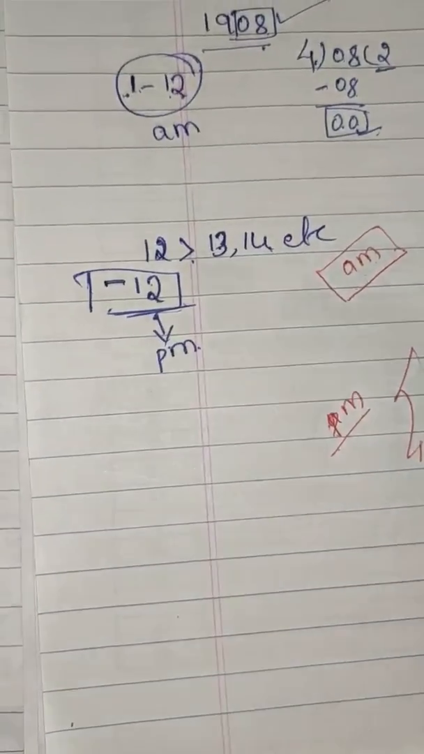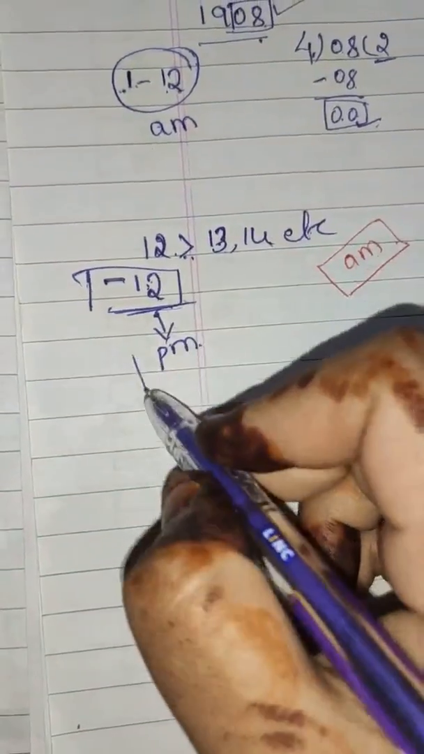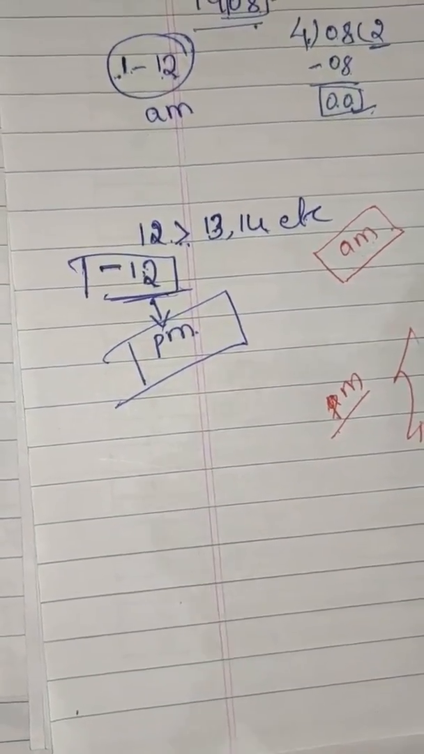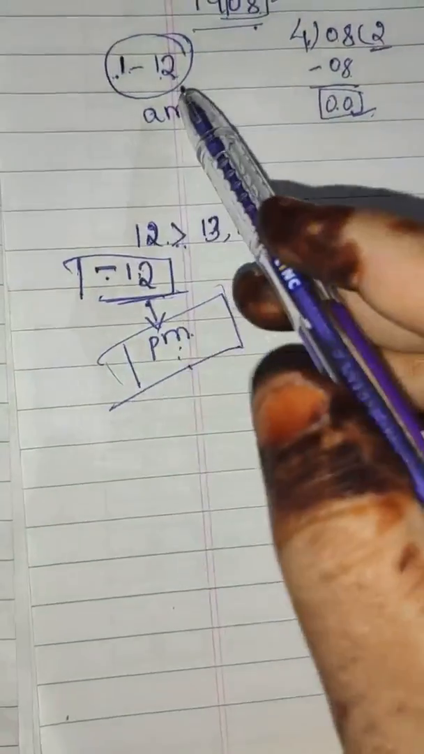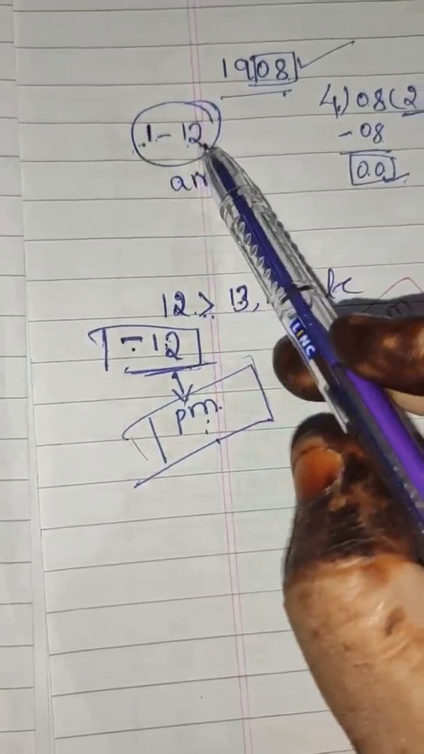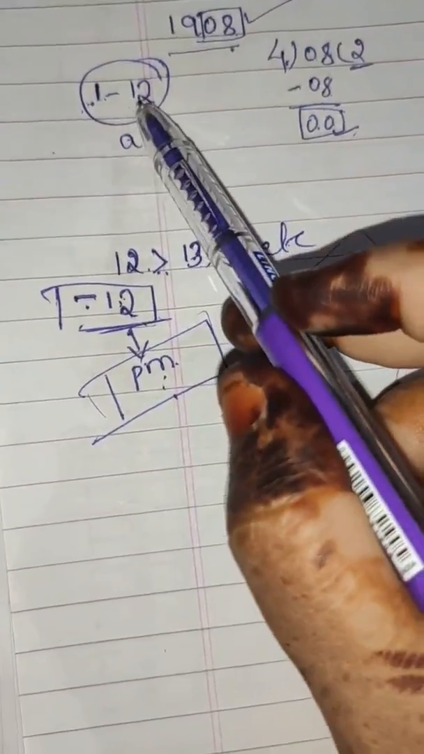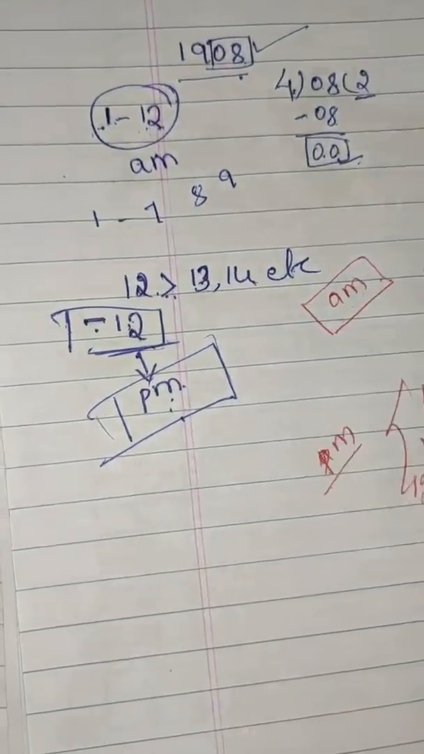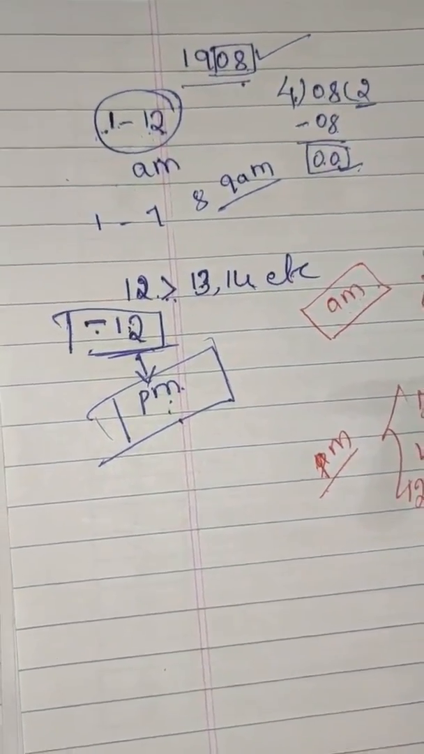Okay, if the time is more than 12 hours, like 13, 14, 15, then you have to subtract it from 12. Then you have to write it as PM. Shall I repeat it once again? If the time is more than 12 hours, you have to subtract 12, and after getting the answer, write it as PM. If the time is less than 12 hours, like 1 to 11, write the time as it is, like 1, 7, 8, 9, but along with that write AM, means anti-meridian. Understood, children? Okay.